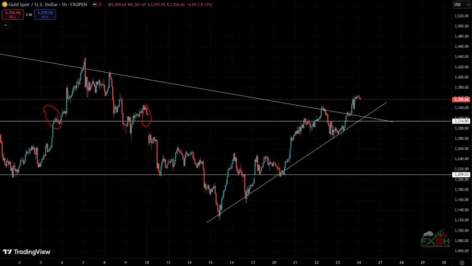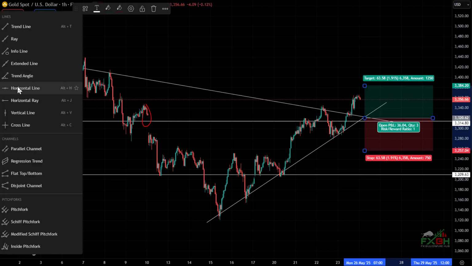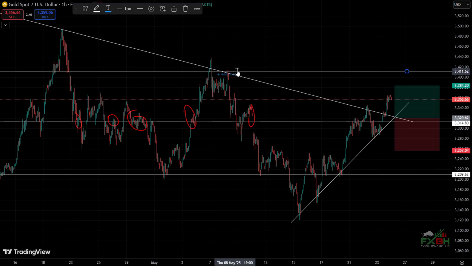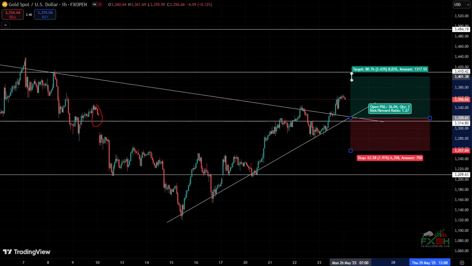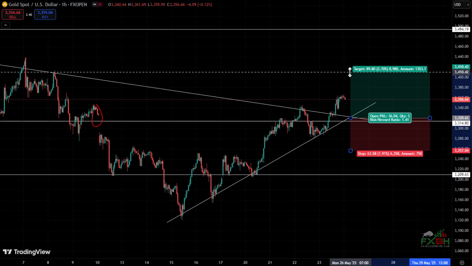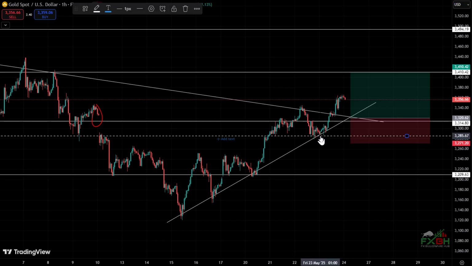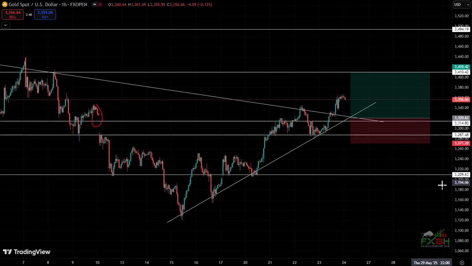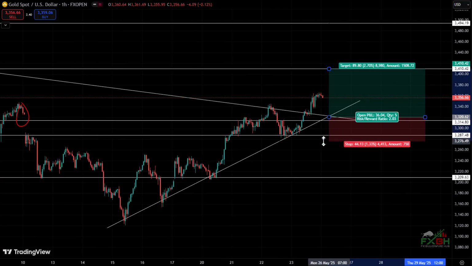So if you want to take a proper entry in this particular area, we have to wait till this particular area, that means the pullback area. So our first TP can be there, and if you want to take more, you can take till there. Okay, so for the safe zone we will wait till this particular area. Okay, and our SL should be below this latest support area.